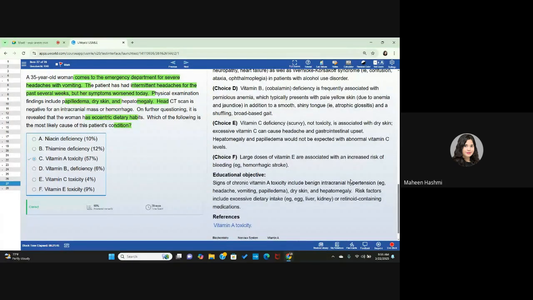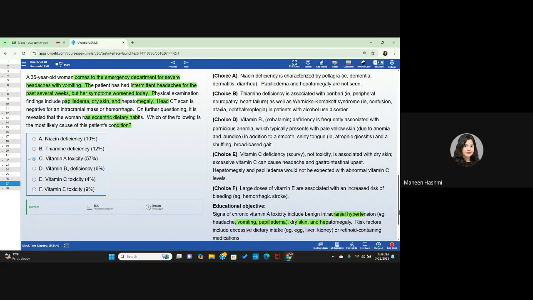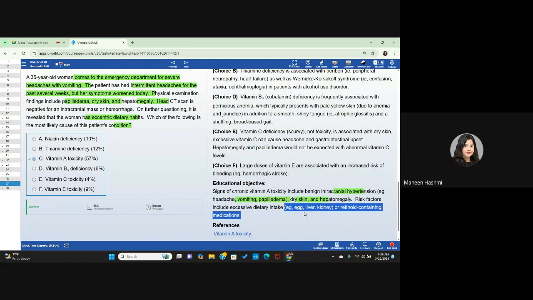Again, vitamin A toxicity, first, can cause benign intracranial hypertension. Again, you will see headache, vomiting, papilledema, dry skin. Again, if you consume a lot of egg, there is also this thing. What deficiency would you develop if you eat a lot of egg white?